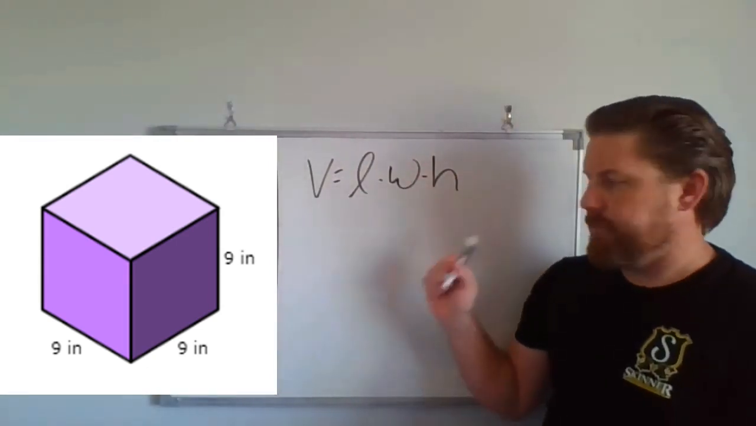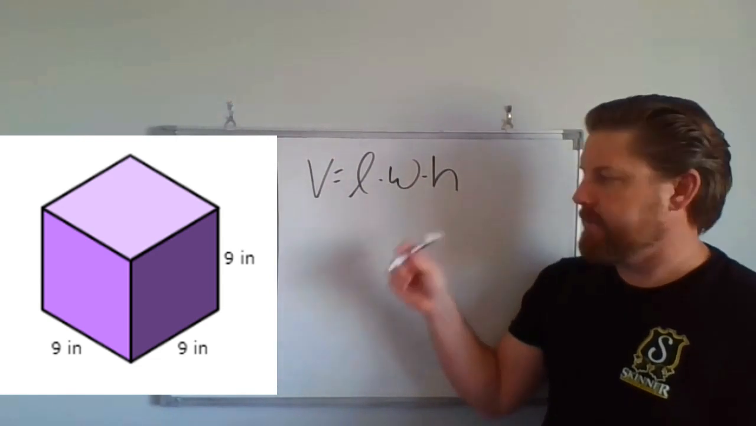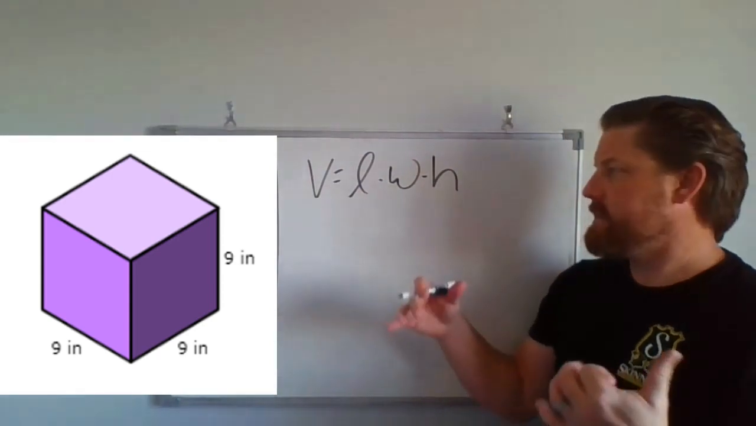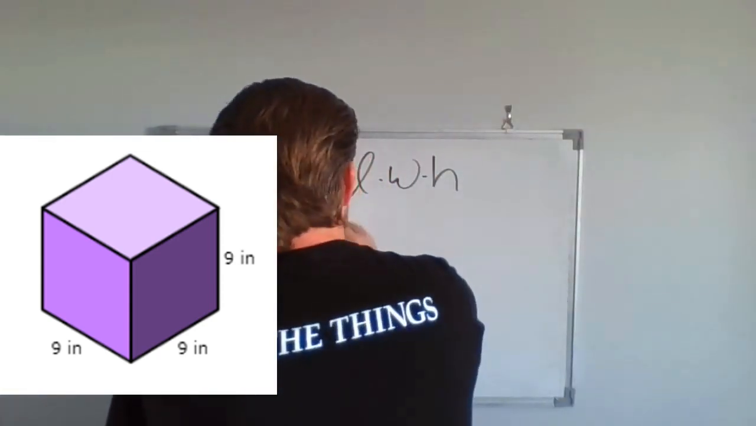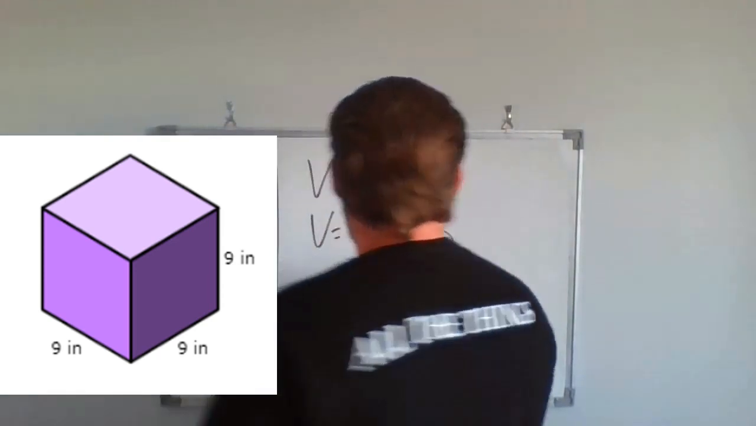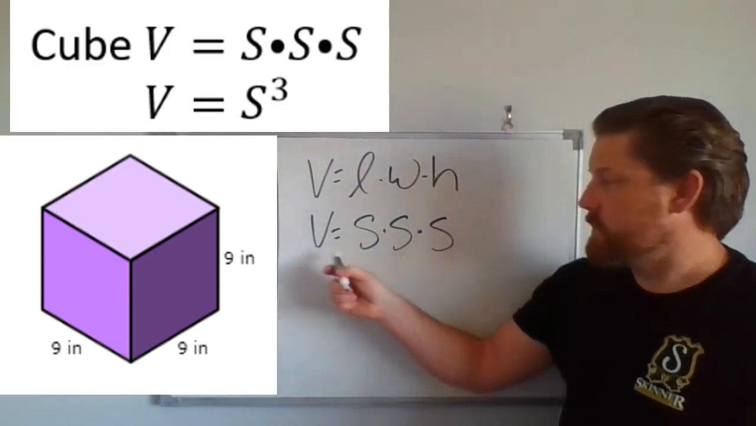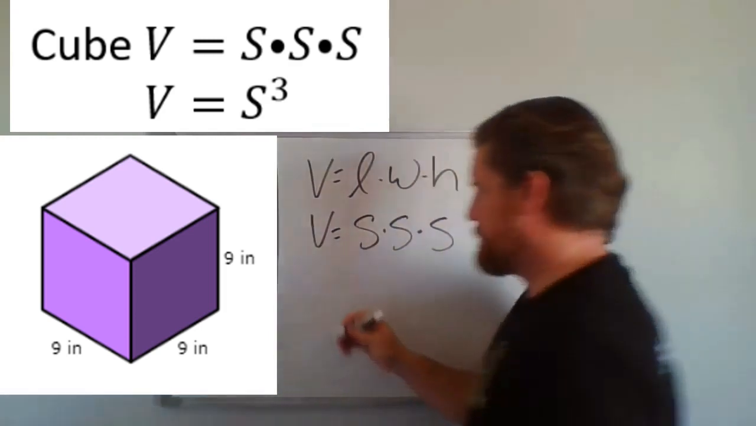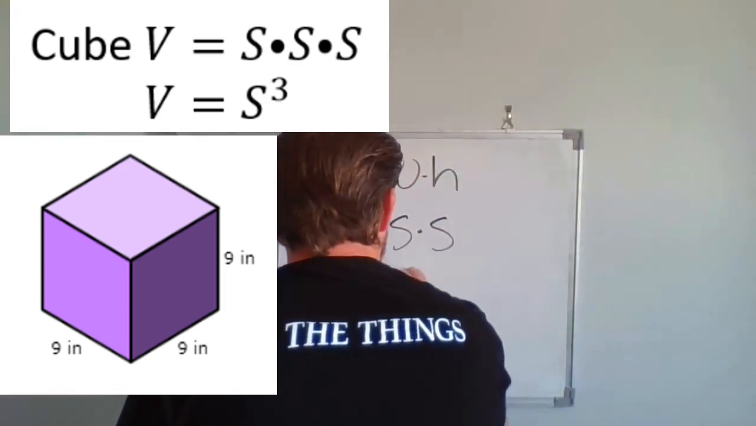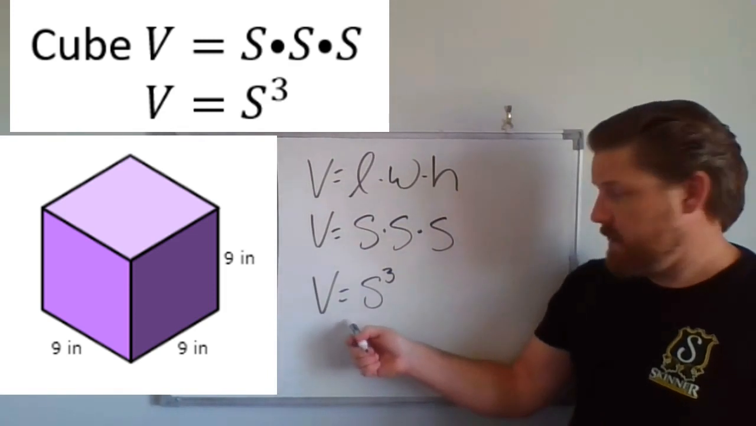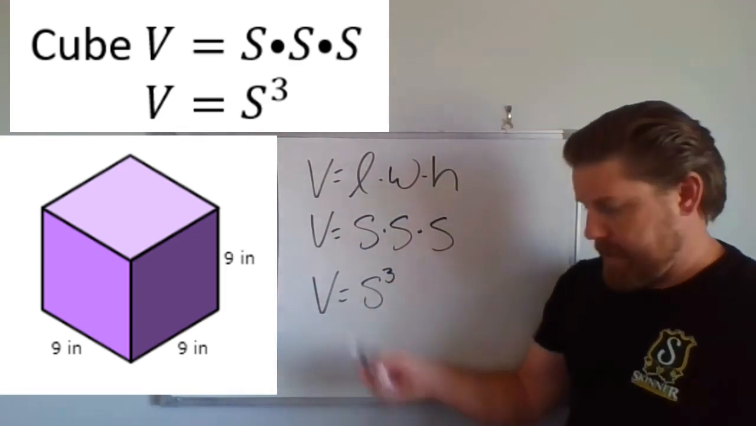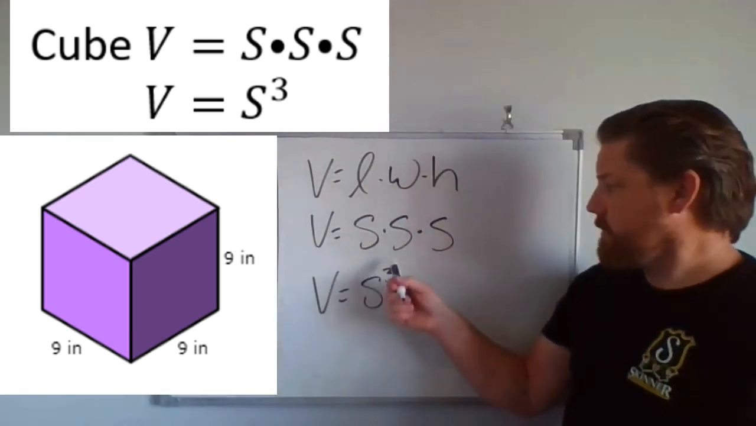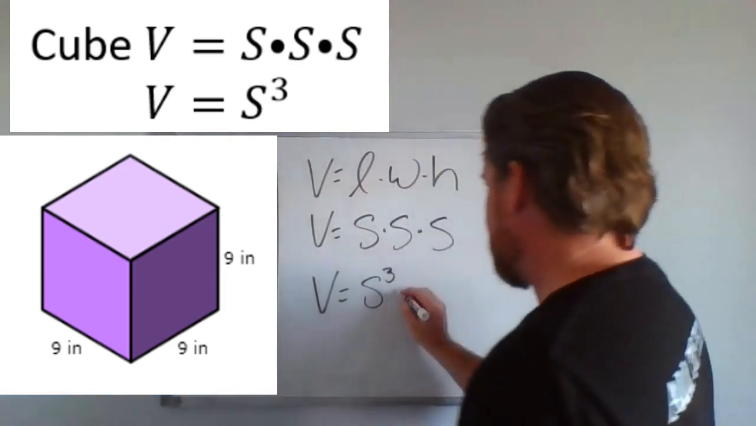So same formula for a cube, volume equals length times width times height, except with a cube, since all of the sides are the same, we tend to see a formula that looks like this. S stands for side. So the volume of a cube is side times side times side, or side length to the power of 3. And in this particular cube, all of the side lengths are 9 inches, so basically our formula looks like this.